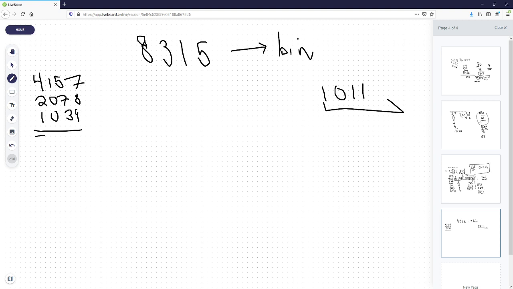So then we get 519, which is odd. Put a 1. 259, which is odd. Oops. 259 divided by 259 is in fact 1, but that's not important. So 129. Ooh, 129. Interesting. So that's odd.